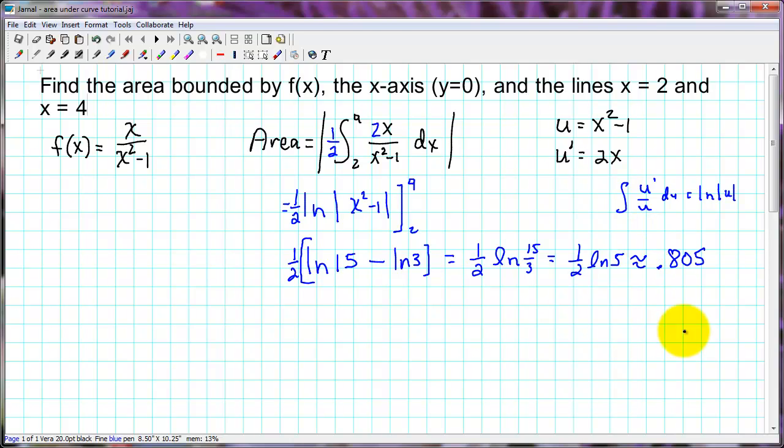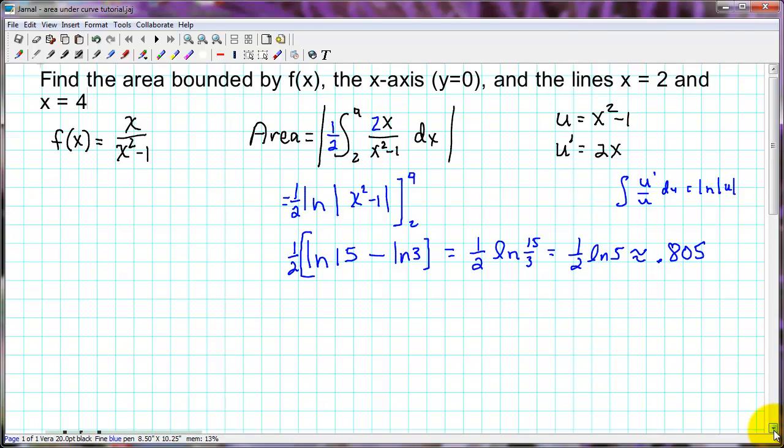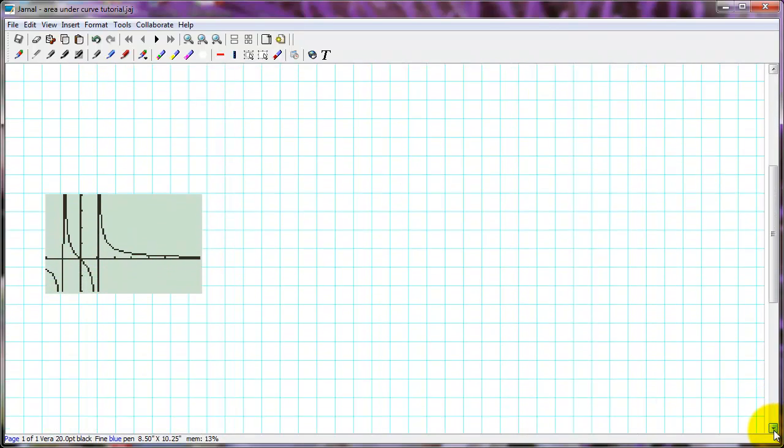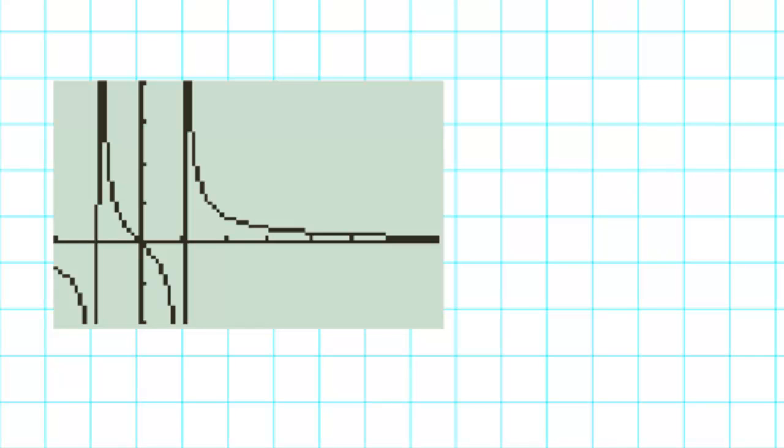So let's look at what this graph had looked like and what we just found. So this is the graph of our function, and our integration bounds were at x equals 2, which is here, and x equals 4, which would be about here. And again, we just found the area in this region in here to be about 0.8 square units.